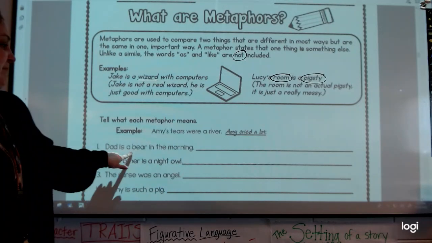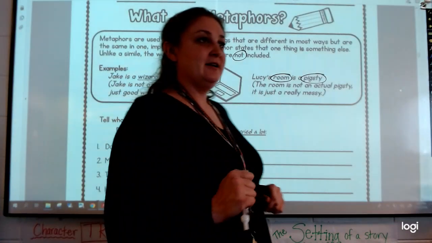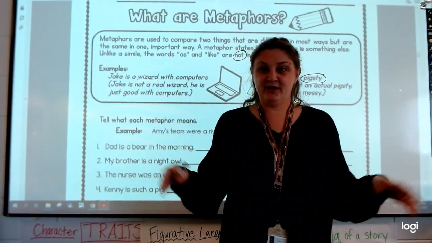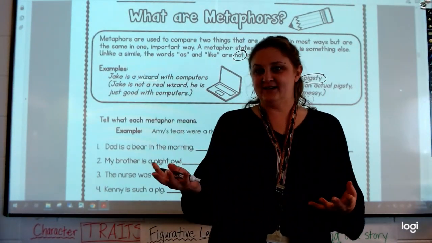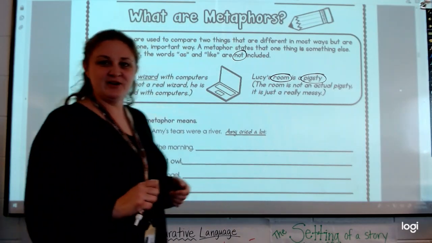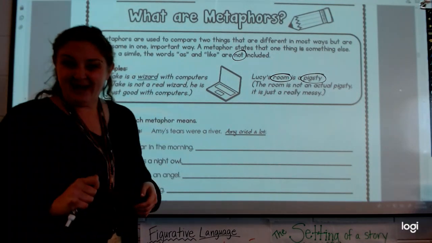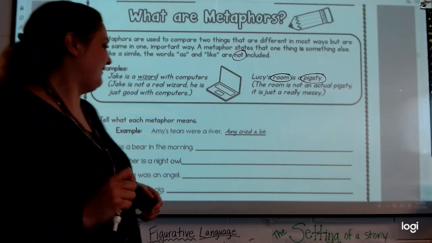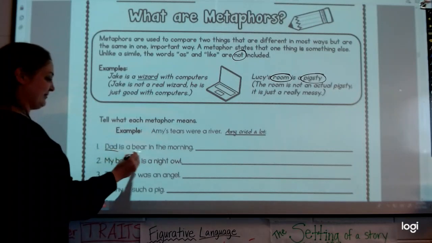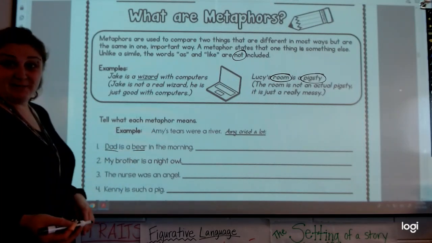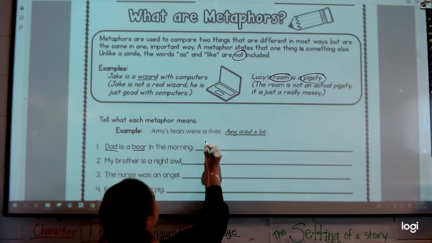So, Dad is a bear in the morning. Dad is a bear in the morning. Well, I don't know any dads that wake up in the morning in the form of a bear. But what could that mean, your dad's like in the morning? What can bears be like? Kind of not real happy when they wake up, a little grumpy, okay? So when they say dad is a bear in the morning, they're comparing the dad to a bear. So that means maybe he's grumpy in the morning, right?